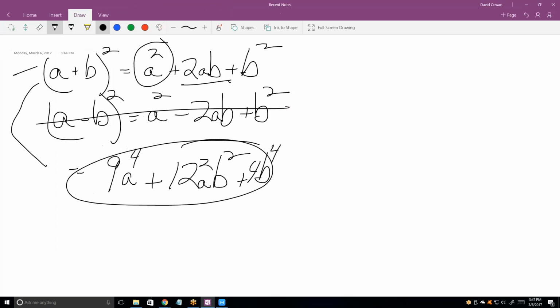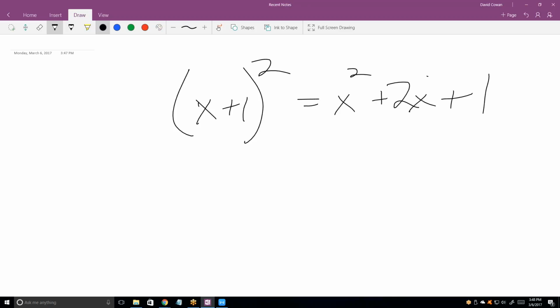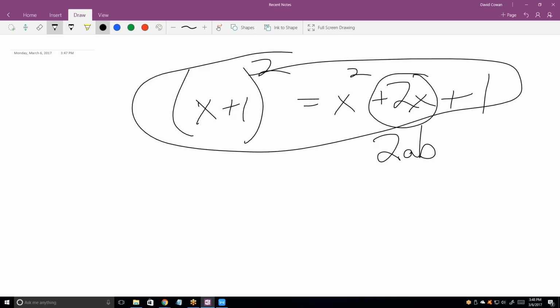Now, let's just talk about this for a second, because this is the most common mistake in algebra. What is this equal to? X squared plus x plus 1. Very close. X squared plus 2x plus 1. Remember, the middle term is 2 times A times B. Well, A times B is x, times 2 is 2x. Okay? So as long as you can do this problem, you're in good shape.